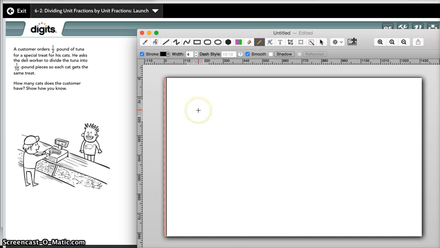So my initial reaction is to do 1/2 divided by 1/10, and that will tell me the number of cats. And I'll draw my little kitty cat here with the whiskers. That's not the best drawing, but it's my cat, okay? And so here's my problem that I set up, 1/2 divided by 1/10. And another way that you could do this is maybe draw a number line.